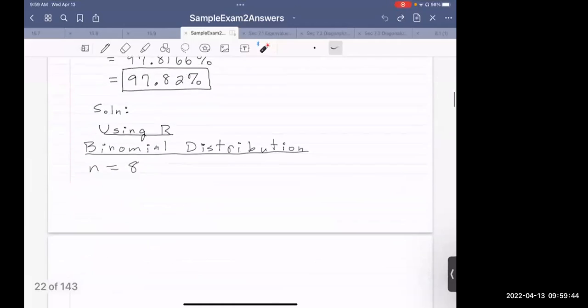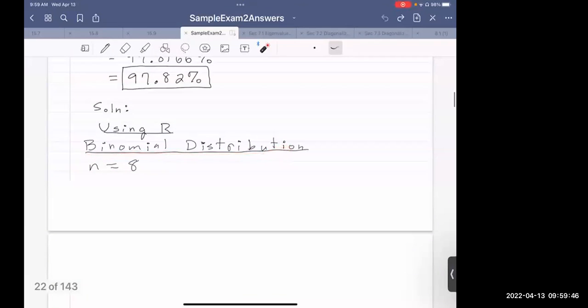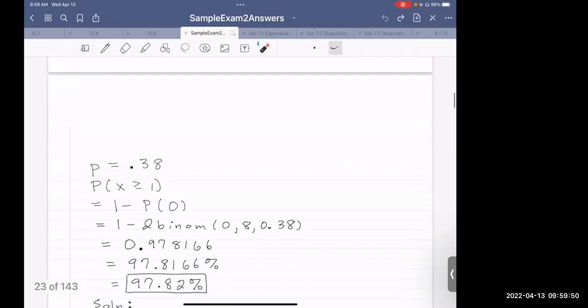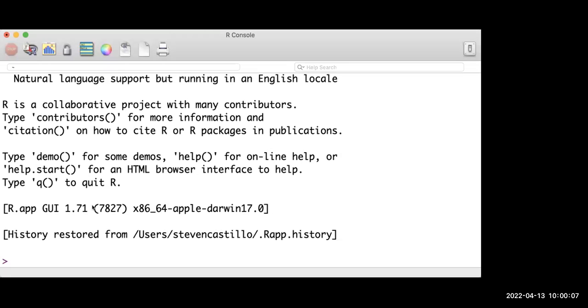And so let me use R. We have a binomial distribution. N is 8, P is 0.38. I want to find the probability x is greater than or equal to 1. So the same as finding 1 minus the probability x is 0. So I'm going to type in 1 minus dbinom 0, comma 8, comma 0.38.